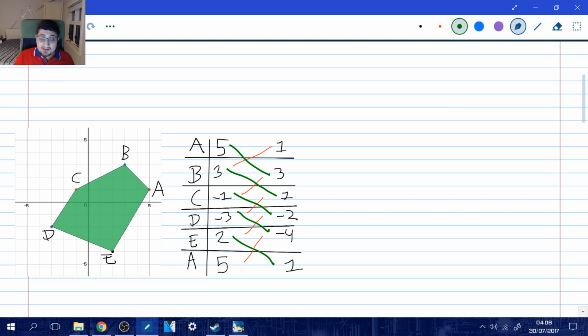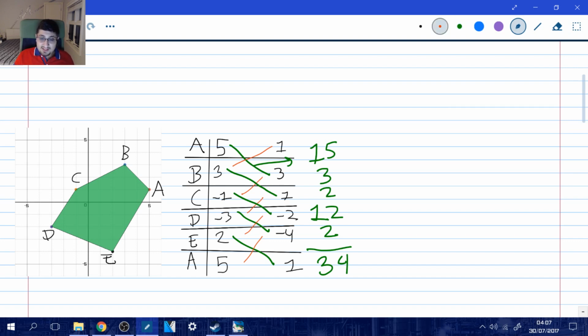For each shoelace, the value is the product of the numbers, meaning, for example, you have 5 times 3, that's 15. Over here, 3 times 1, that's 3. -1 times -2, that's 2. -3 times -4, that's +12. Again, you want to be careful with your minus signs, since a minus times a minus is just cancelled out. And finally, you have 2 times 1. Given all of this, you know that the sum of all of the shoelaces is 34.